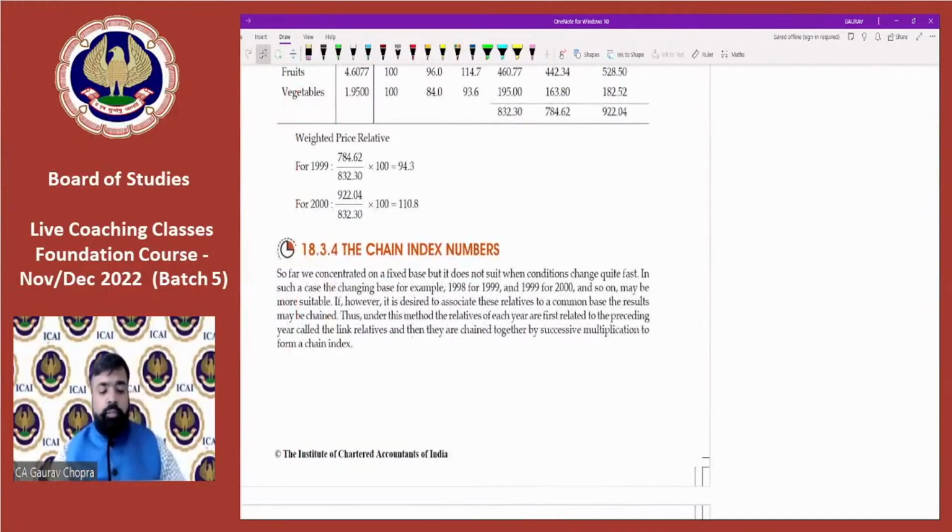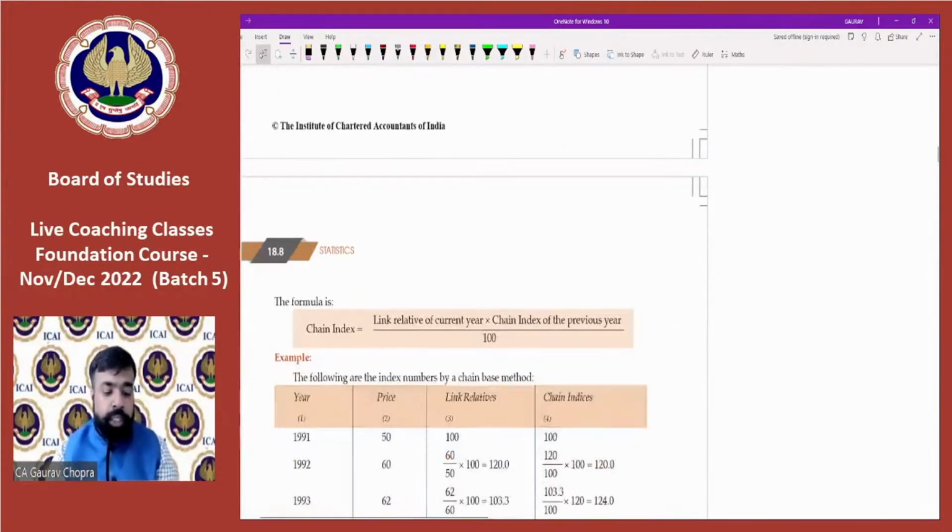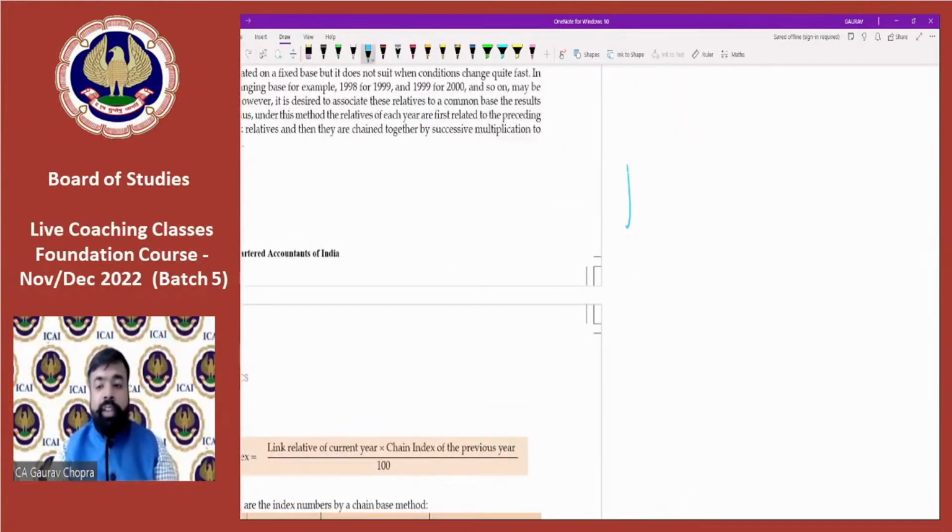So till now, we have done the price index number, and there were 4 different methods to calculate. First was simple aggregative, second simple relative, third weighted aggregative, and fourth weighted relative method. All those we have applied. Now, before moving to the next concept, let us take a break of 5 minutes, and after that we will continue.